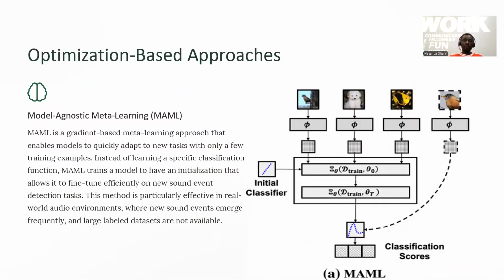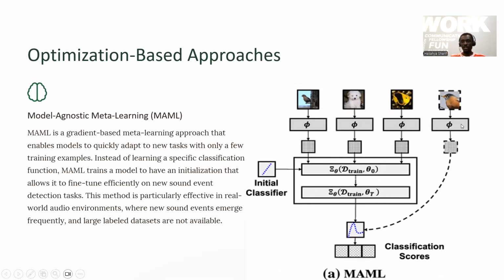Then we have the optimization based approaches. These use gradient descent. For instance, we have MAML, which is model agnostic meta learning. Here, for instance, we are feeding our model with different sounds from a bird, a dog, and a frog. So this model comes up with its initial classifier. We are separating these sounds into training sets.